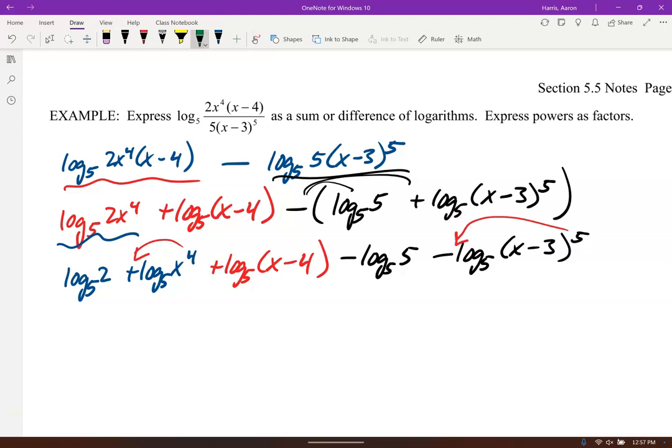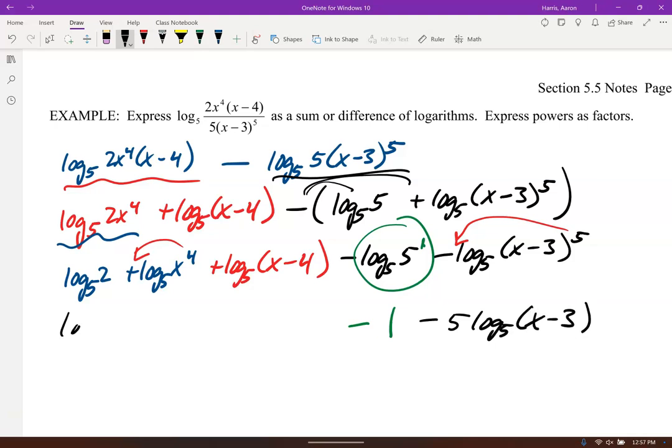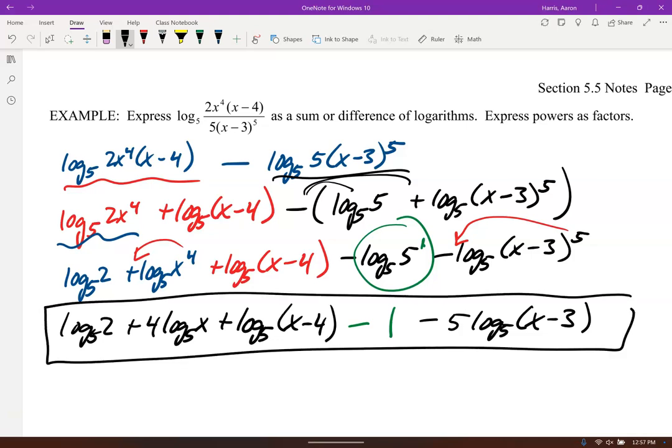Now notice that 4, that can go in front, and that 5 can go in front. And then notice this log base 5 of 5. Well, log base 5 of 5 to the 1 is just 1. So this is minus 1 right there. So I got log base 5 of 2 plus 4 log base 5 of x plus log base 5 of x minus 4 minus 1 minus 5 log base 5 of x minus 3. And that's it. We just expanded that.